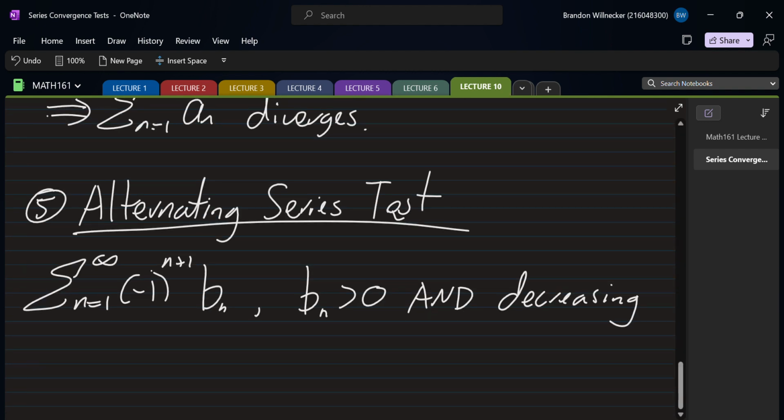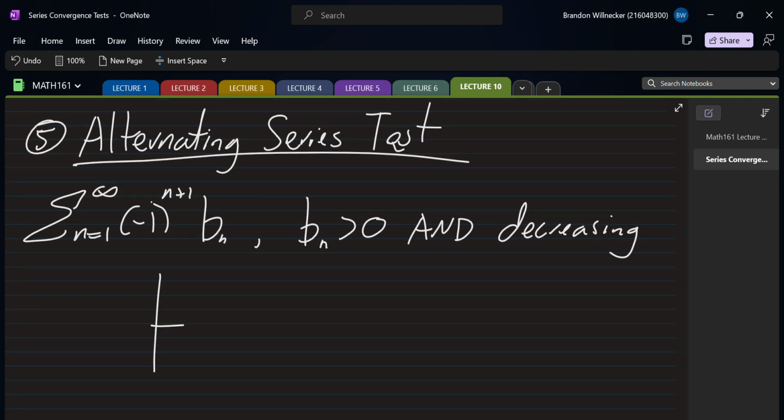Okay, so what we have is an alternating sequence. It goes positive, negative like that, but it's decreasing. So a little picture of what's going on, we have something like this. Each of these terms, the minus 1 to the n plus 1 bn, will be positive, negative, but since bn is decreasing, we see that they converge to some point.